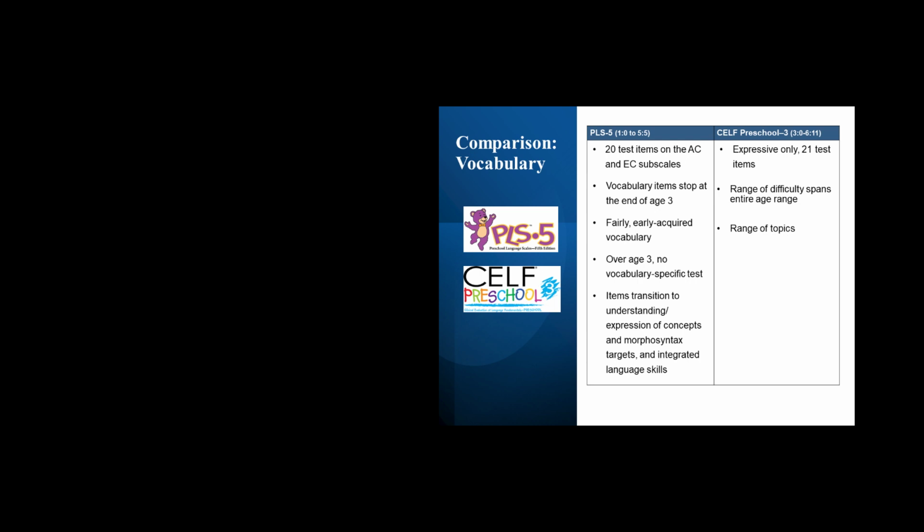So, of course, if you're testing a 3-year-old, you won't be looking at vocabulary closely for PLS after that, whereas CELF Preschool the items span the age range of 3 to 6. So PLS focuses really on fairly early acquired vocabulary. CELF Preschool covers a wider range of topics for a little bit older children. And then after age 3, the items transition right away to concepts and morphosyntax targets.